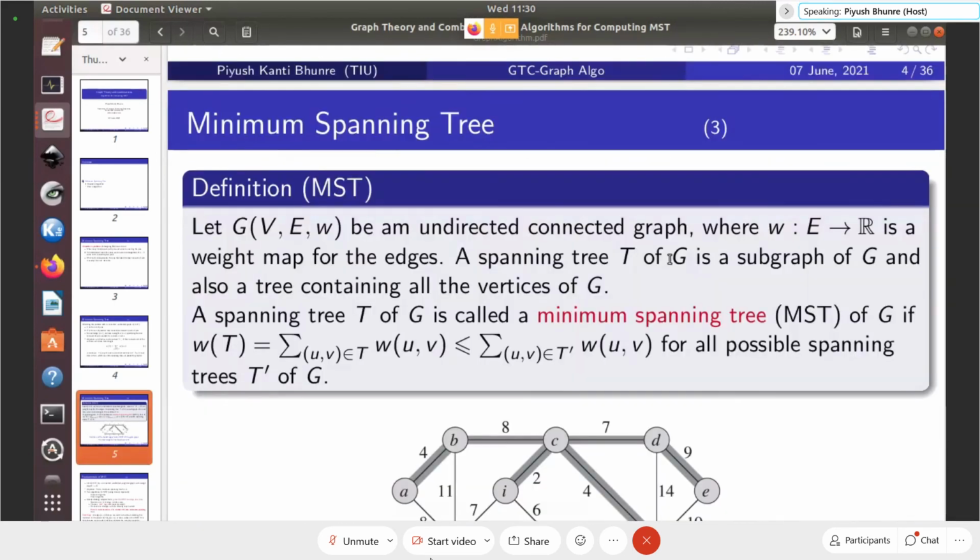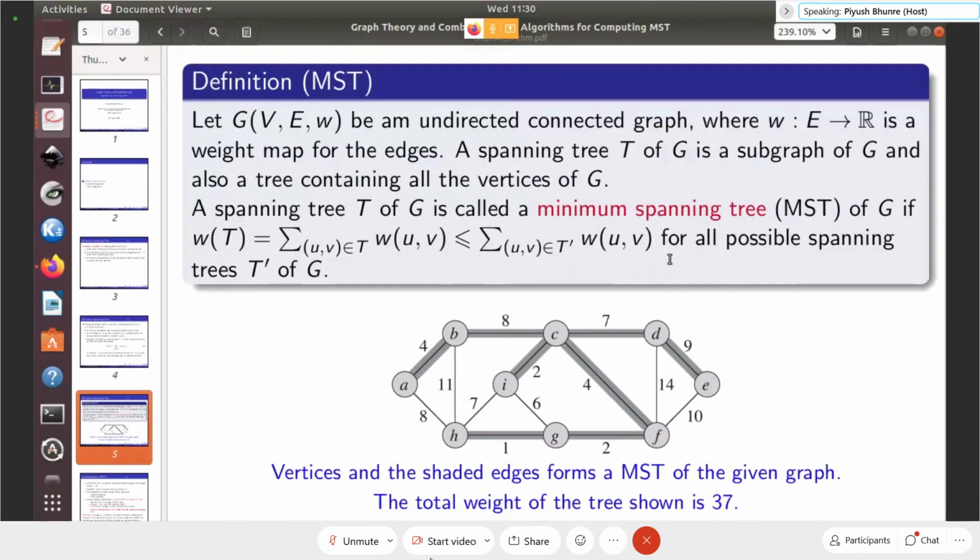So let us give the formal definition of minimum spanning tree. Suppose G is a graph with vertex set V, edge set E, and a weight map W. So W is a mapping of each edge to a real number. It is a function from E to R. That means for a given edge (U, V), W of (U, V) is some real number. It could be negative, positive, or zero, anything.